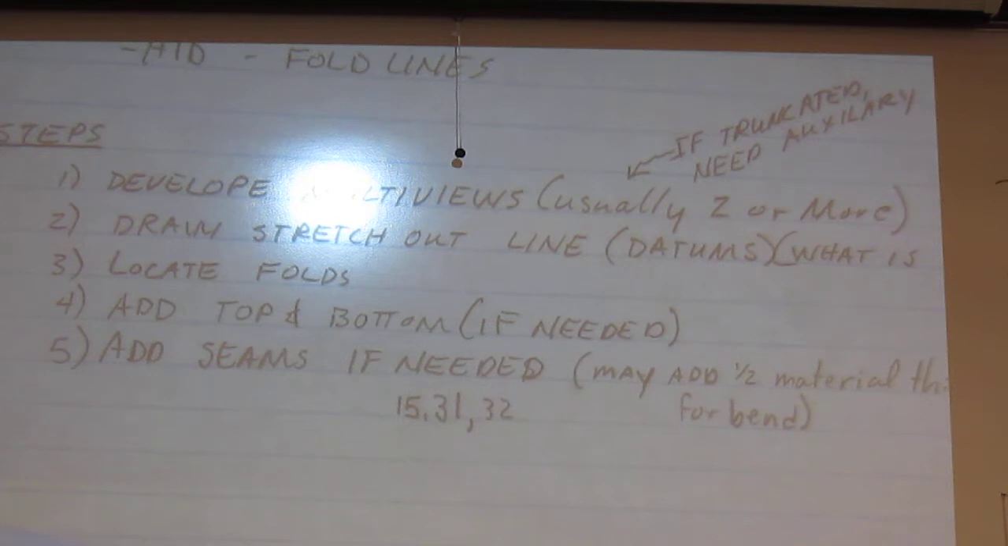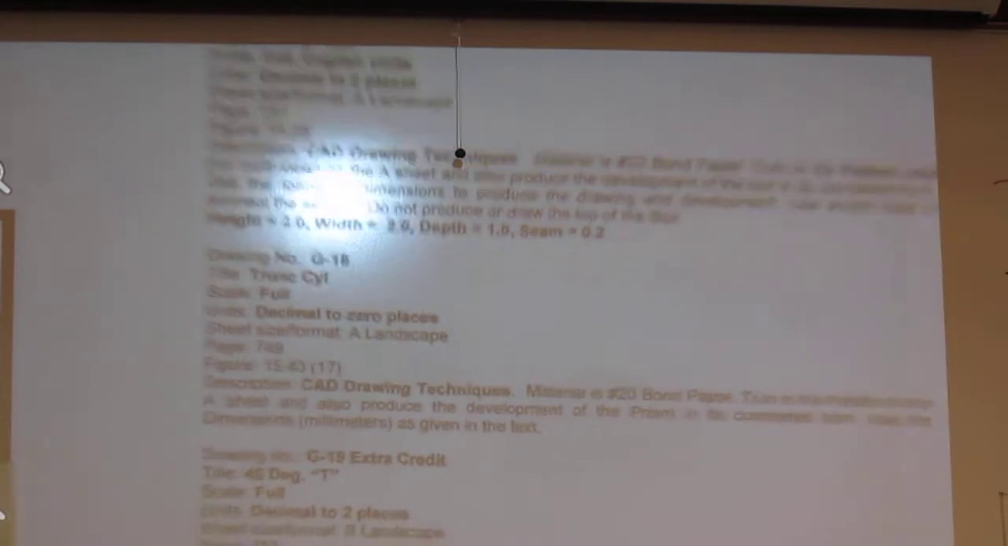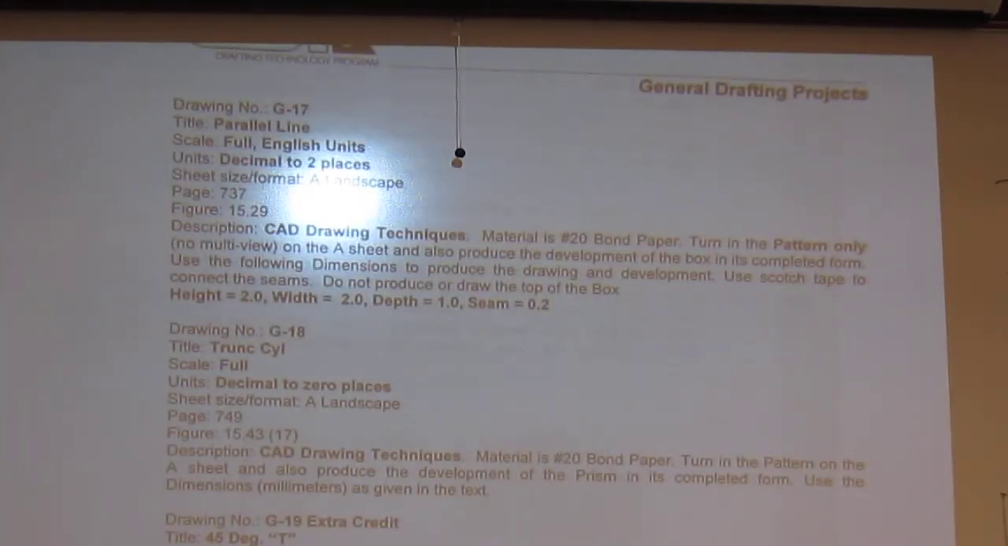All right, so in essence, that's it. Any questions so far? Okay, I did hand you out this last sheet. No more for this class. The first two, G17 and G18, are required, and those will be graded. Please pay attention to the instructions.